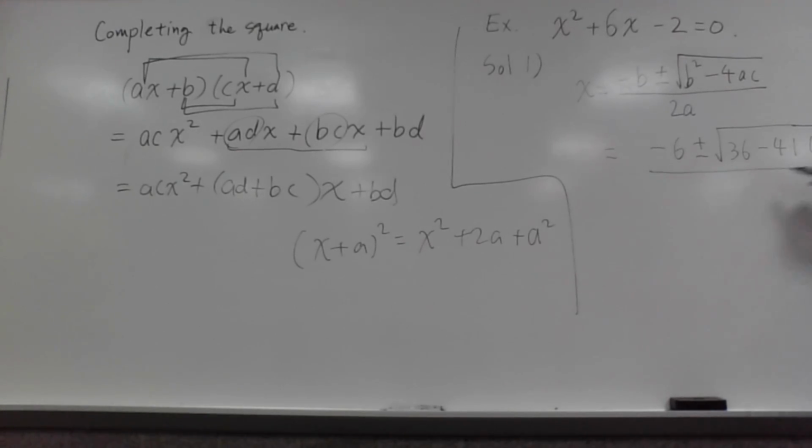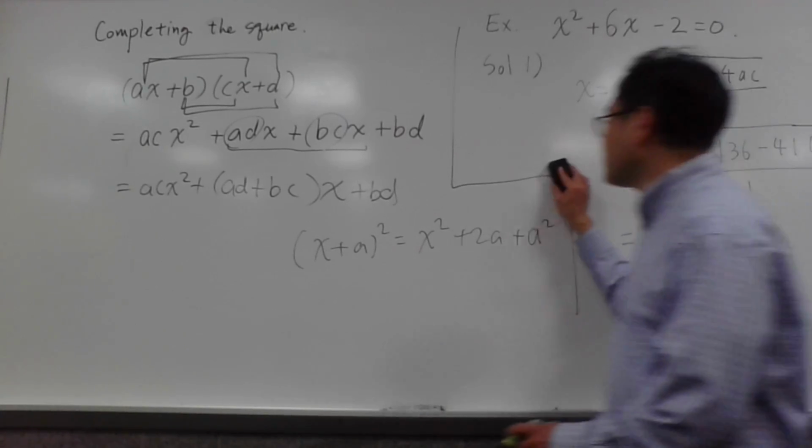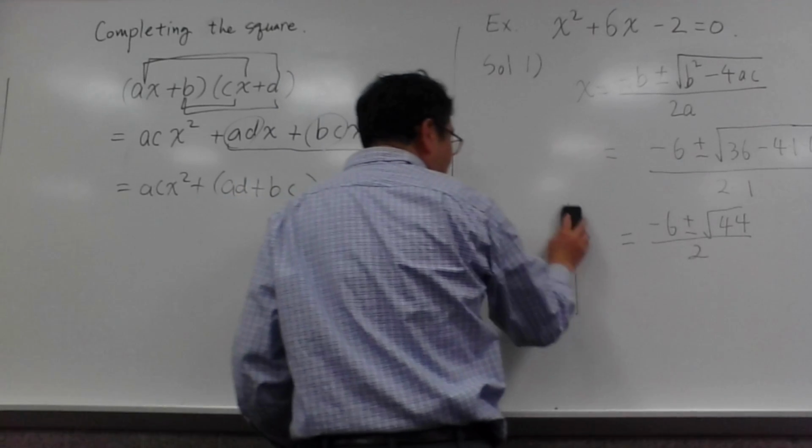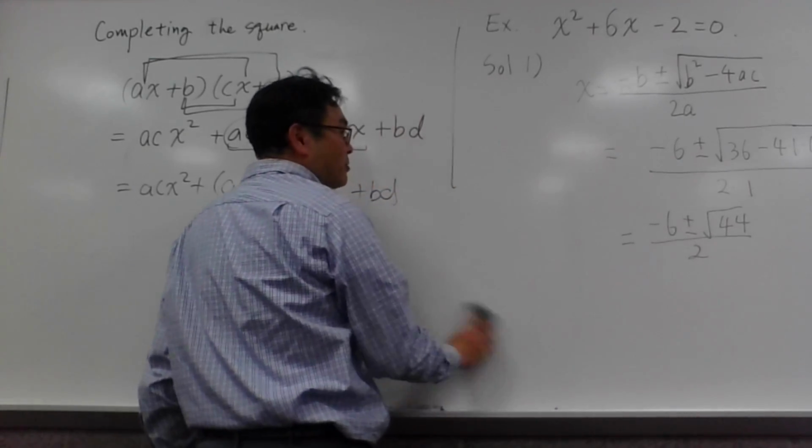And then you have twice of 1. And then you have negative 6 plus or minus the square root of 36; negative times negative is positive, so it's plus 8. 8 plus 36 gives you 44, square root of 44, over 2. However, if you stop here, I cannot give you full credit because you have to simplify further.